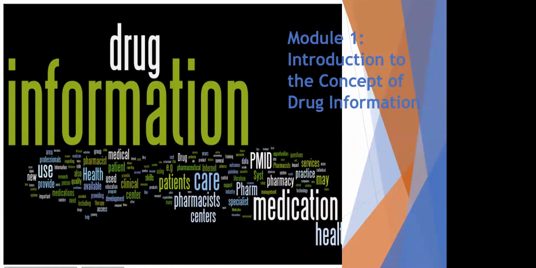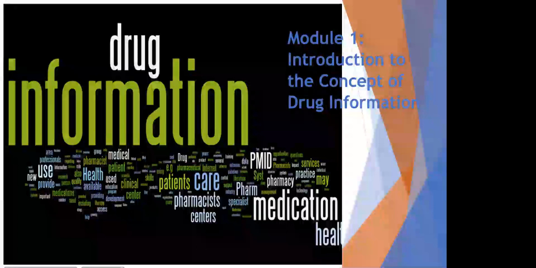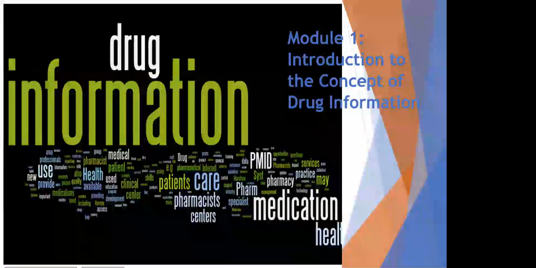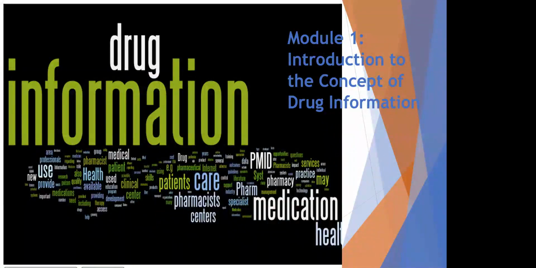And before I continue, the major source of this presentation, which I think is what we have used to distribute everyone from module 1 till module 30, is Drug Information: A Guide for Pharmacists, 7th edition by Malone et al. So like I said, there are 30 modules. So I'm starting with module 1, Introduction to the Concept of Drug Information.